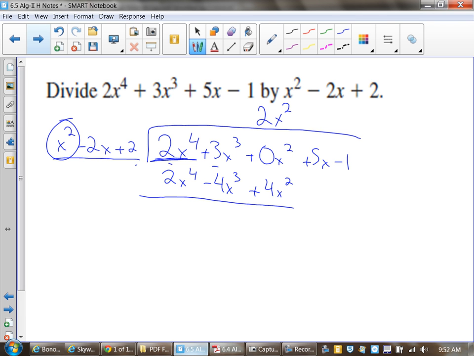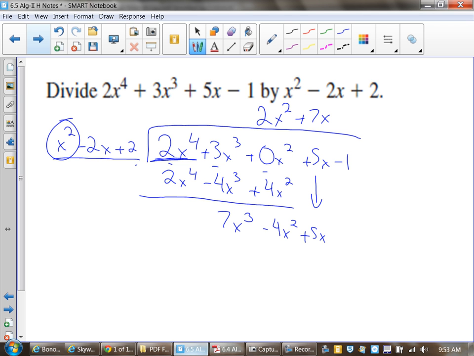Now you subtract those three. 3 minus negative 4, 7. 0 minus 4. And then I got to bring down the 5x. Can we just leave the negative 1 right there? Yeah. Until the next step? Yep. You bring them down one at a time. Now I want to turn x squared into a 7x cubed. What do you multiply it by? 7x. 7x, very good.